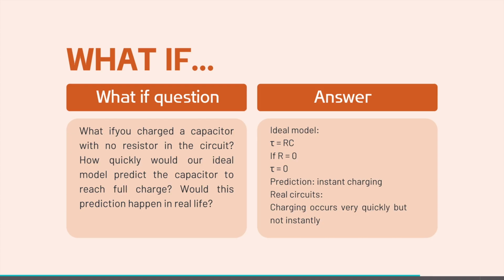Now consider a scenario where a capacitor is connected directly to a battery with no resistor. In the ideal model, the time constant T equals RC. If the resistance is 0, the time constant becomes 0, which predicts that the capacitor would charge instantly. However, this does not occur in real circuits. All circuits contain some resistance from the battery, wires, and measurement devices. Because of this, the capacitor charges very quickly but not instantaneously.